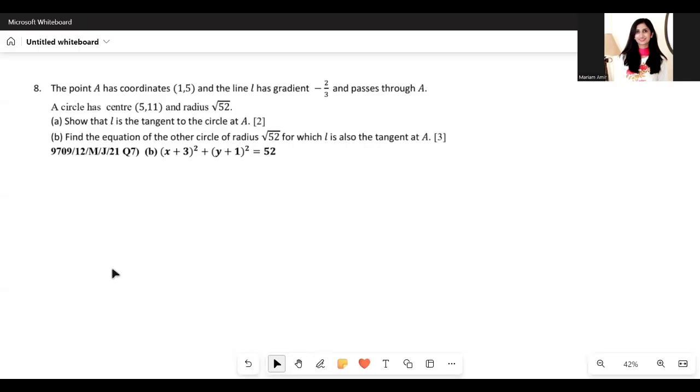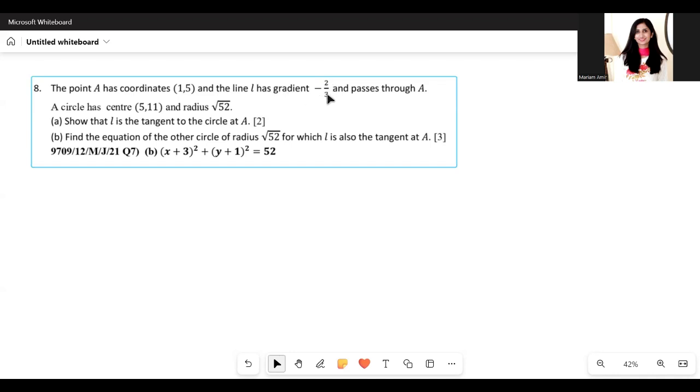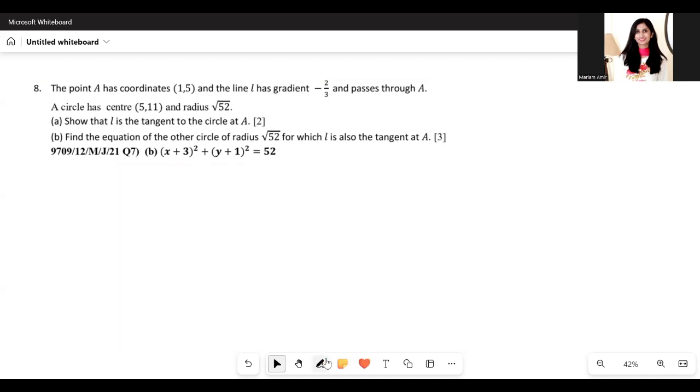Question number 8. A point A has coordinates (1, 5) and the line L has gradient -2/3 and passes through A. A circle has center (5, 11) and radius √52. Show that L is tangent to the circle at A.